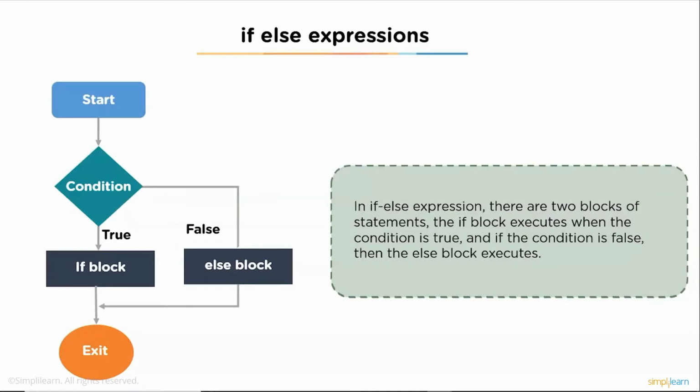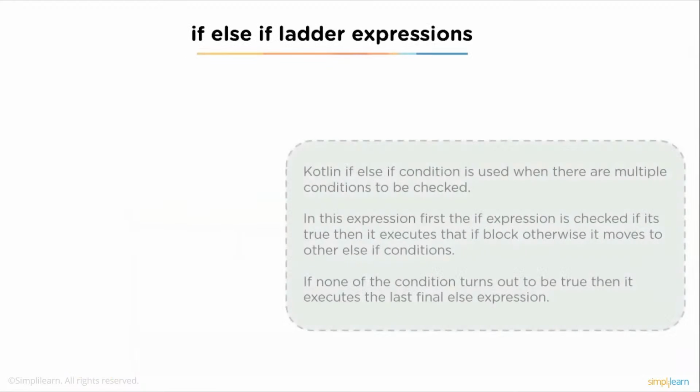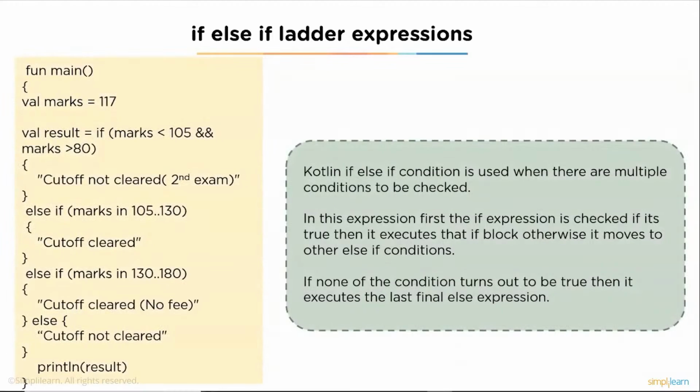Now, moving on to the if-else-if ladder expression. Kotlin if-else-if condition is used when there are multiple conditions to be checked. In this expression, first the if expression is checked. If it's true, then it executes the if block, otherwise it moves to the other else if conditions. If none of the conditions turns out to be true, then it executes the last final else expression. To understand it, let's have a look at this example.